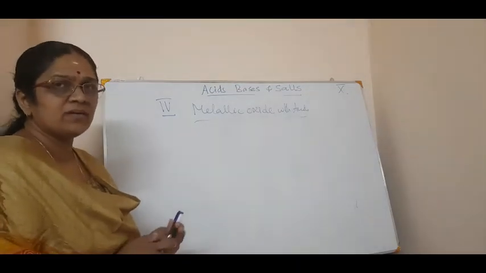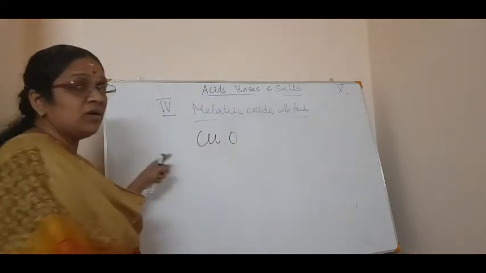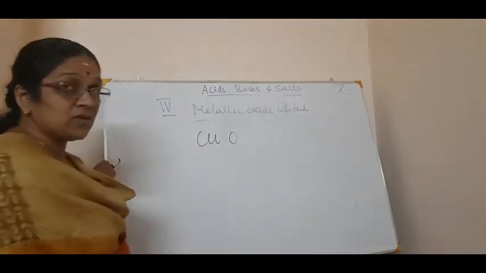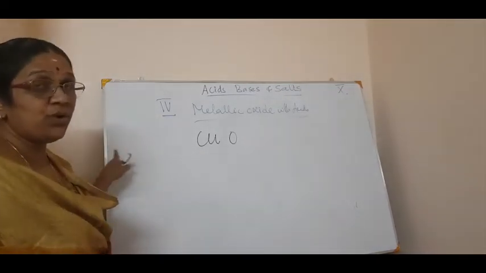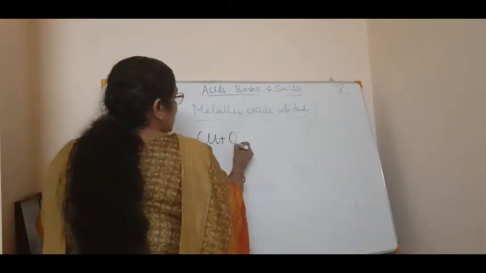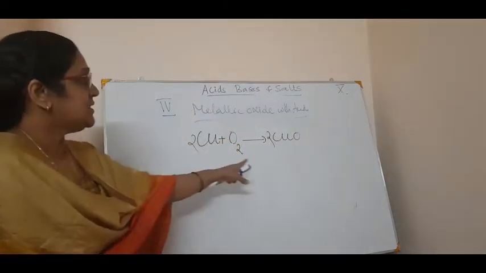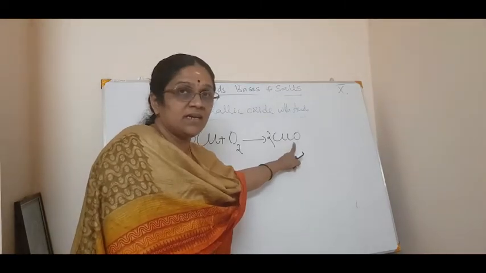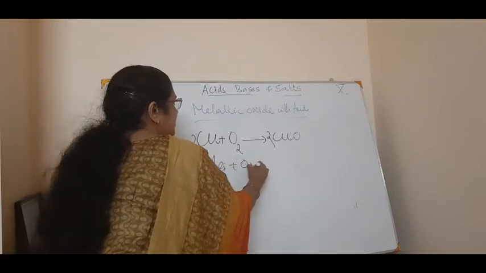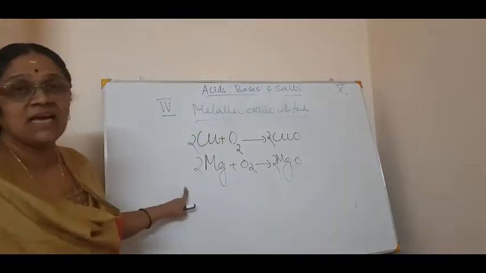Now give an example for a metallic oxide. For example, copper. Copper is a metal. Copper when combined with oxygen forms cupric oxide. What is the valency of copper here? 2. I told you if nothing is given you have to take it as 2. So I can say Cu plus O2 will give you CuO. So this is a metallic oxide. Magnesium oxide: magnesium plus oxygen will give you magnesium oxide. So this is called metallic oxides.